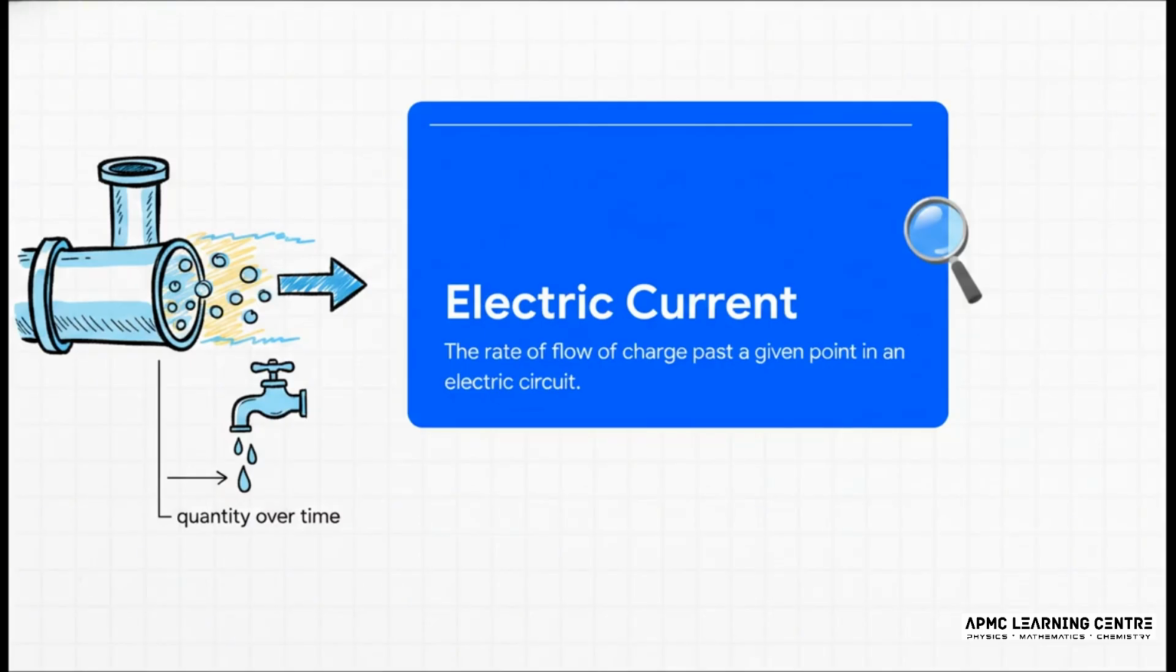You know, it's really just like water flowing through a pipe. You'd measure that in, say, gallons per minute, right? Well, electric current is the exact same idea. Officially, it's the rate of flow of charge past a certain point. It's all about how much in how much time.